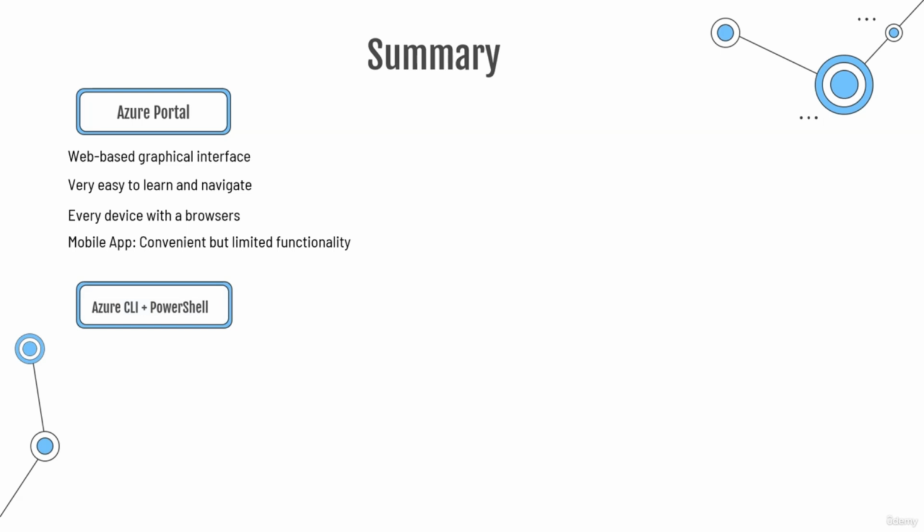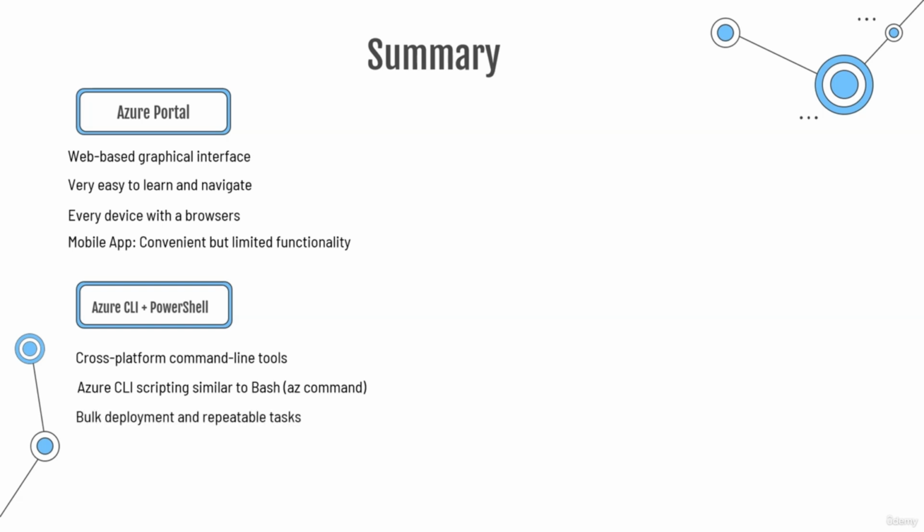This is when we want to use Azure CLI or Azure PowerShell. These are the two cross-platform command line tools. This means we can use them on Linux, Windows, and they are very good if we want to bulk deploy. Azure CLI scripting is similar to Bash, and you remember we can recognize a command for that with the AZ command in the beginning. And as mentioned, this is very good for bulk deployment. If we want to create 100 resources, 100 virtual machines, we can use this Azure CLI to quickly deploy them and repeat our tasks.